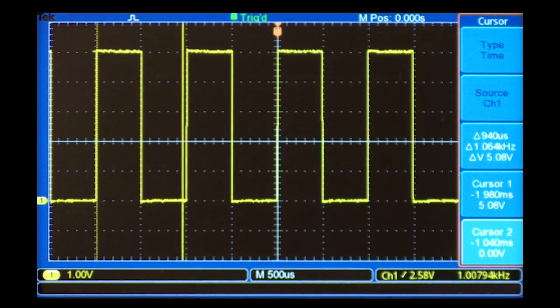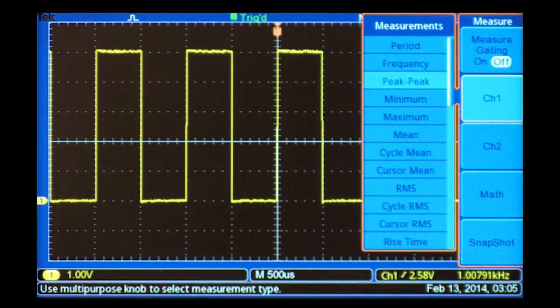The delta measurement shows time between the cursors. In this case, it represents the period of the signal. Also shown in the display is the frequency, which is the automatic calculation of 1 over the period.